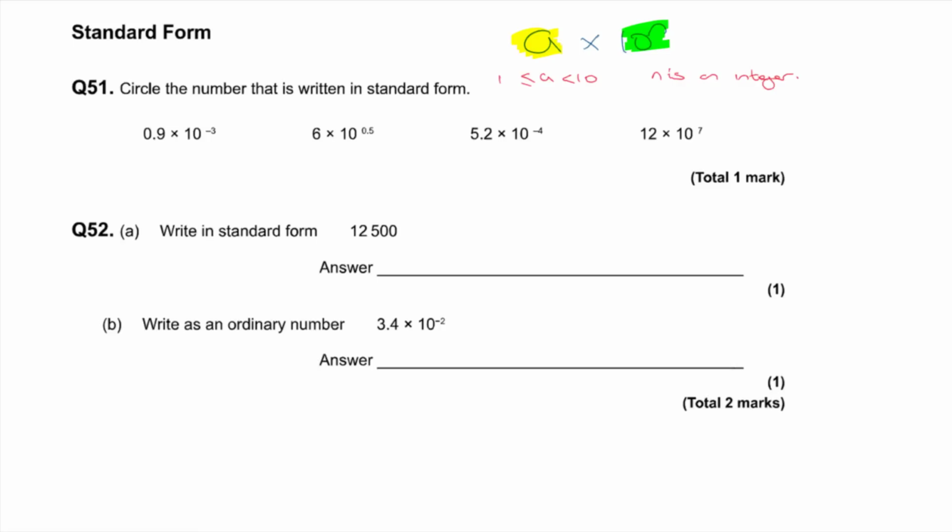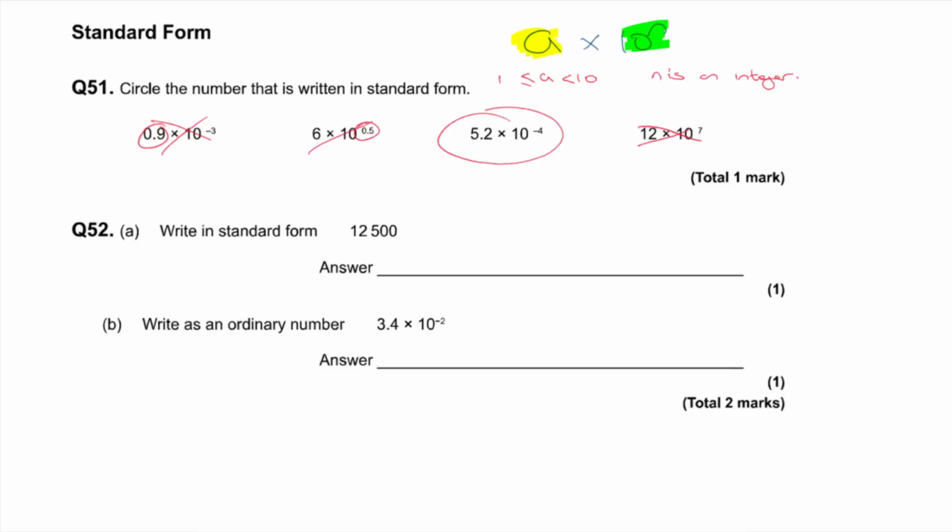So circle the number that is written in standard form. Well, this one is not, because this is not a number between 1 and 10. This one is not, because this is not an integer. Next one is fine. This one is not, because this is not a number between 1 and 10. So there's only one number in standard form. It's that one.